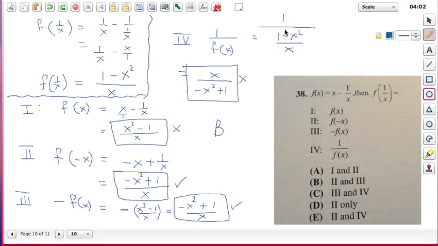1 over f of x is equal to 1 over x minus 1 over x, and simplifying that gives us 1 minus x squared over x. Simplifying that further will give us x over negative x squared plus 1, and that is not the same as that, so we reject choice 4. So only 2 and 3 are equal to f of 1 over x. So the correct answer is B.